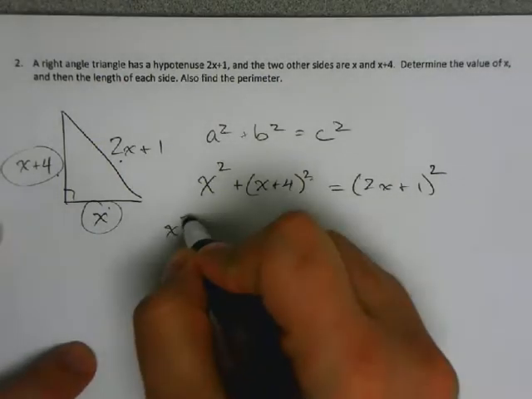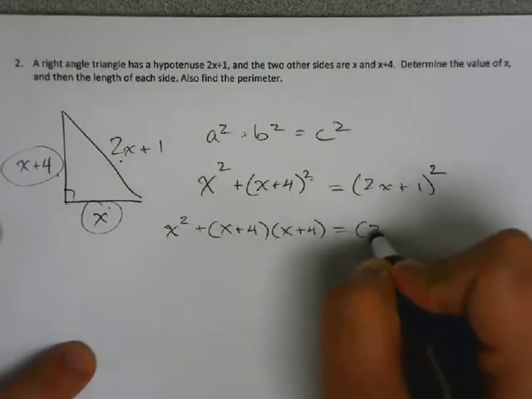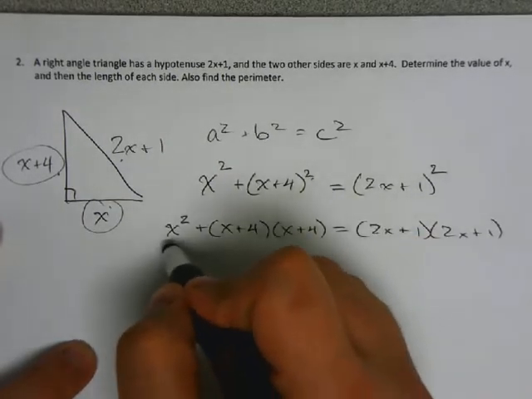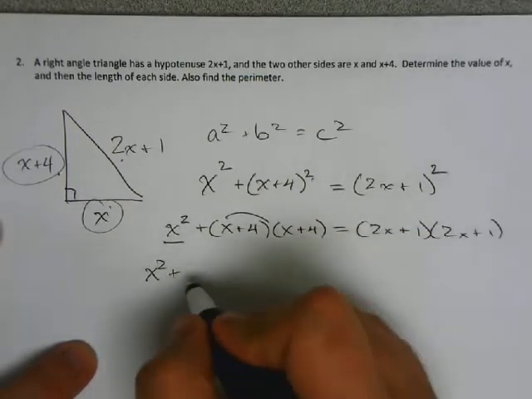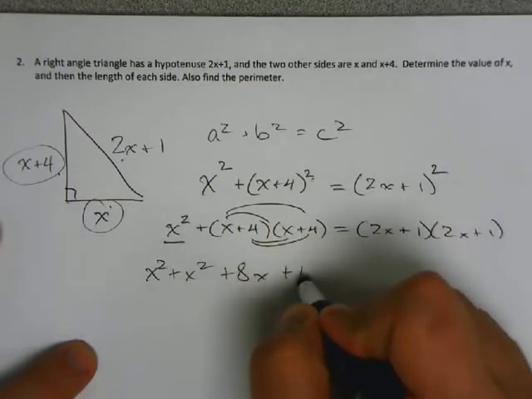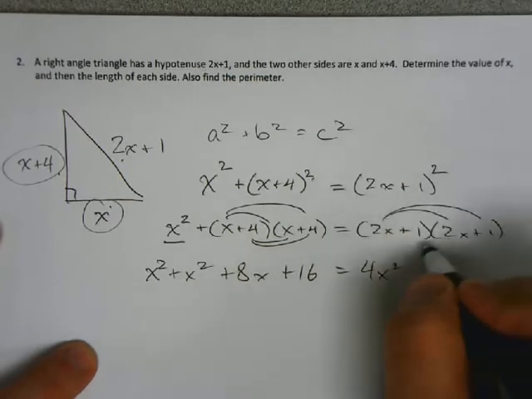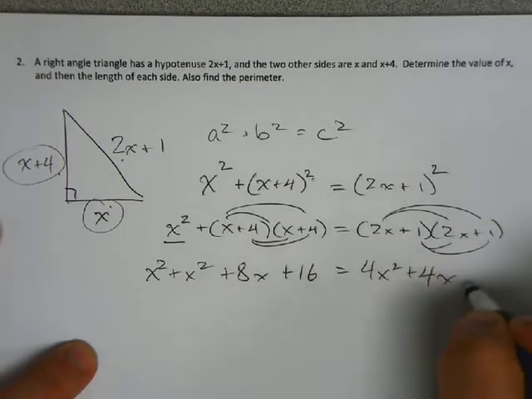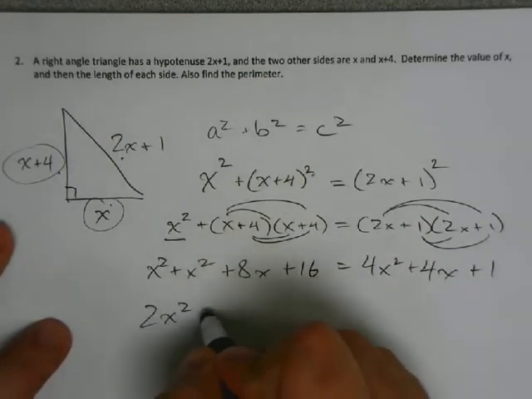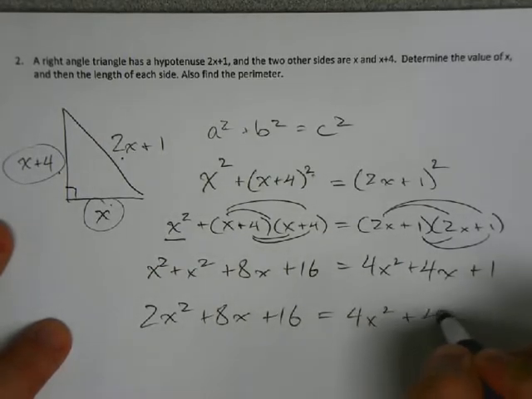This means x squared plus x plus 4 squared is 2x plus 1 squared. So now when we expand and simplify, we get our x squared plus x squared, 4x and 4x, that's 8x, and 16. This is 4x squared, 2x and 2x, that's 4x, and that's 1. Now we need to collect like terms. Well, this is 2x squared plus 8x plus 16 is 4x squared plus 4x plus 1.